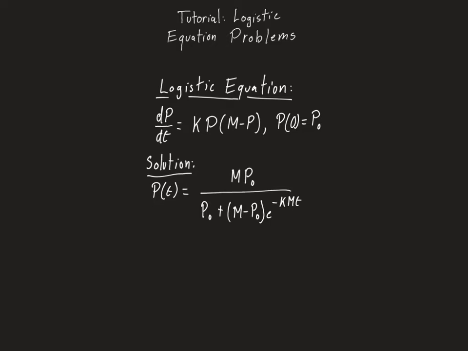In the very first problem in your homework set, I asked you to show that given this kind of logistic equation, the solution is always going to follow the form P(t) equals M times P_0 divided by P_0 plus (M minus P_0) e to the negative kMt. That's the first problem on your homework set, and you should be able to figure that one out using tools from the previous chapter and stuff that was covered on exam 1.